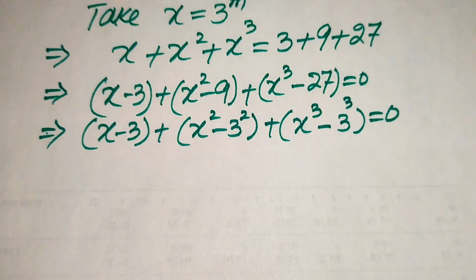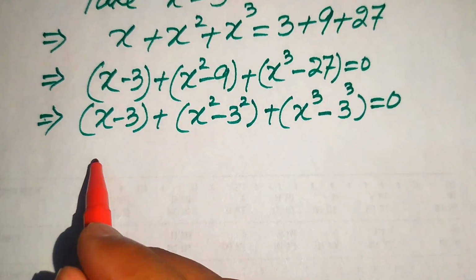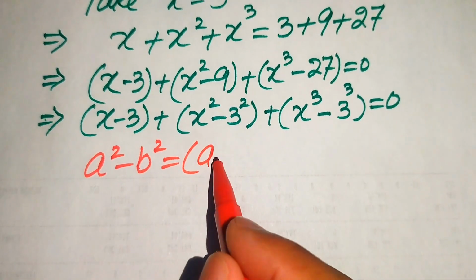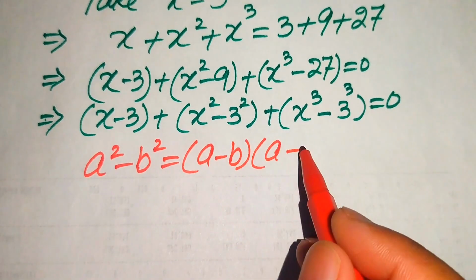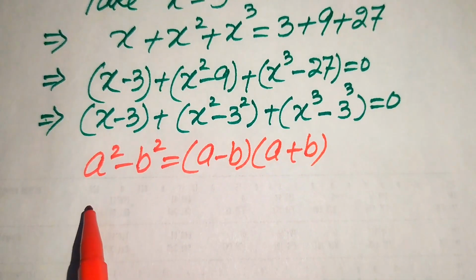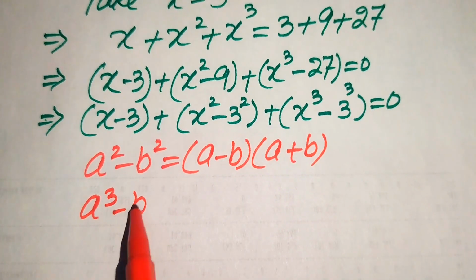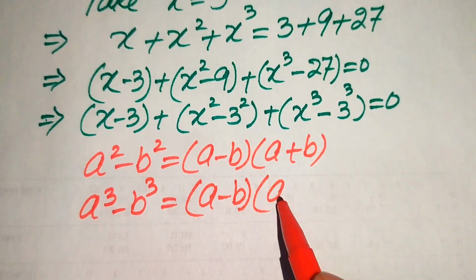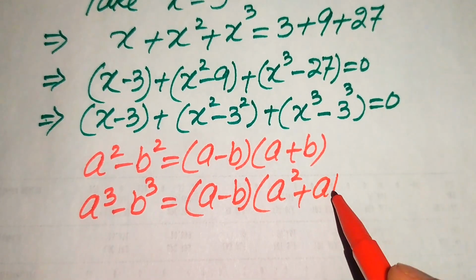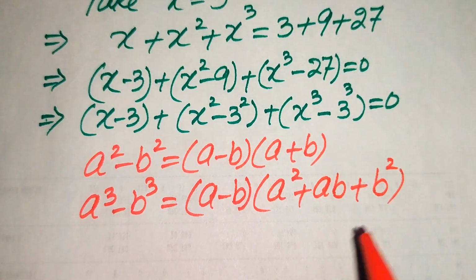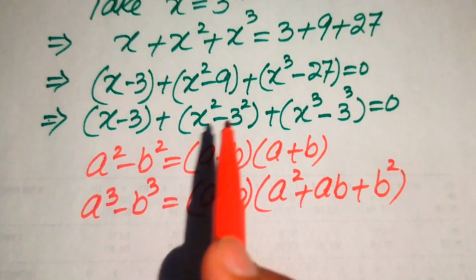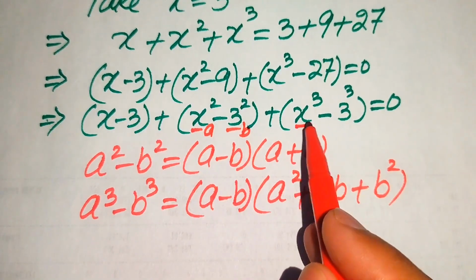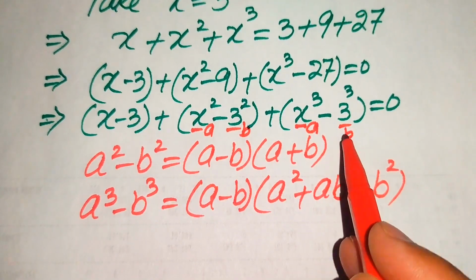In the next step we need two nice algebraic formulas. First we can apply this formula: a squared minus b squared equals a minus b times a plus b. The second formula we need: a cubed minus b cubed equals a minus b times a squared plus ab plus b squared. In this case our a equals x and b equals 3. Similarly in this case our a is x and b is 3.